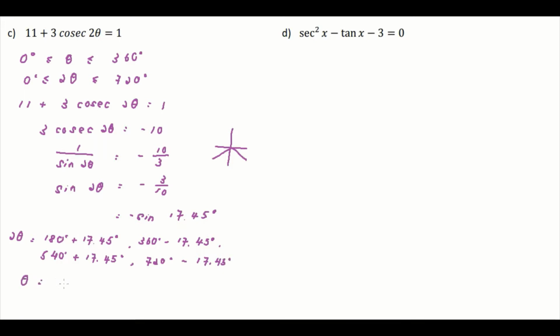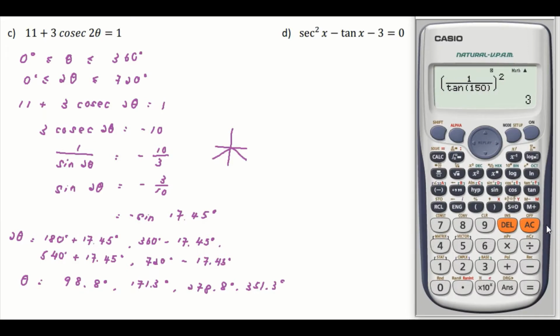Then after that, you can divide them all by 2. So we just write our answer in 3 significant figures here. So 18.8 degrees, 171.3, 278.8, and the last one, 351.3. Okay, so after you get this, the same thing like what I have said previously, you can always use your calculator to check this as well.